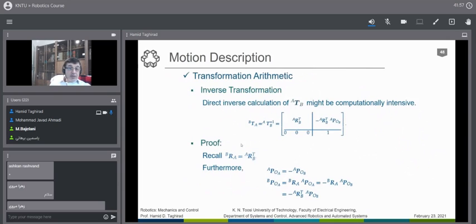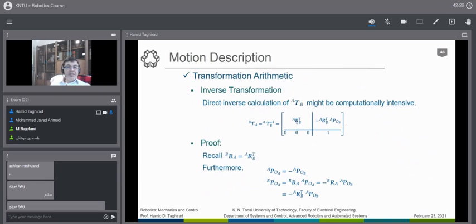What about inverse transformation? If you have a homogeneous transformation, B with respect to A, how can we find A with respect to B? We talked about the rotation part quite well in the properties of the rotation matrix. We showed that the inverse of a rotation matrix is its transpose, because this is an orthonormal matrix.